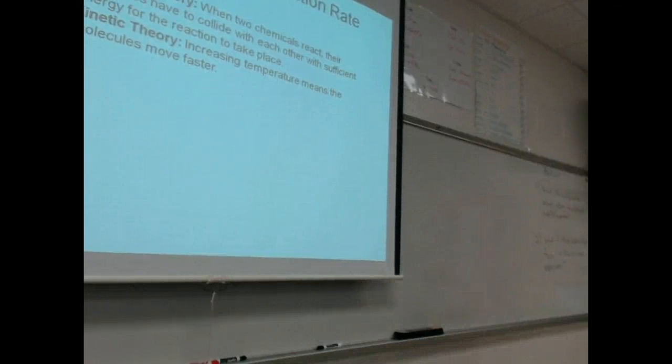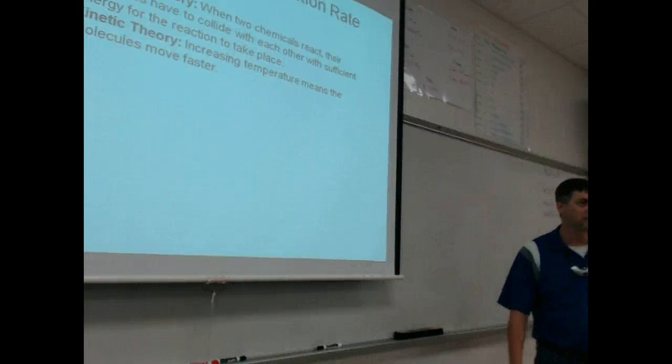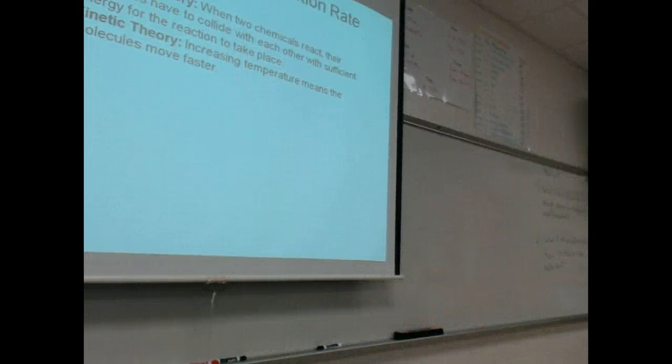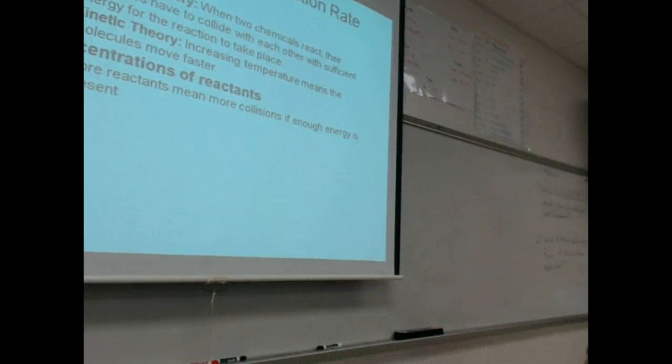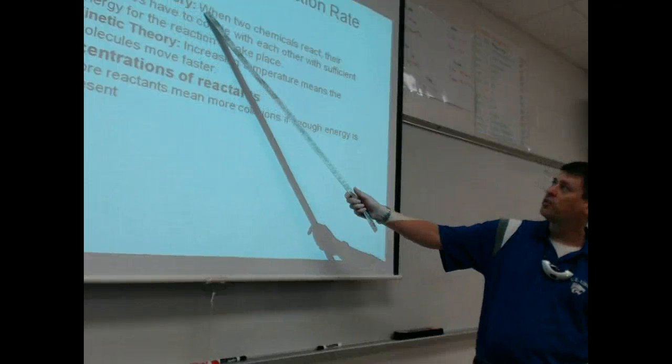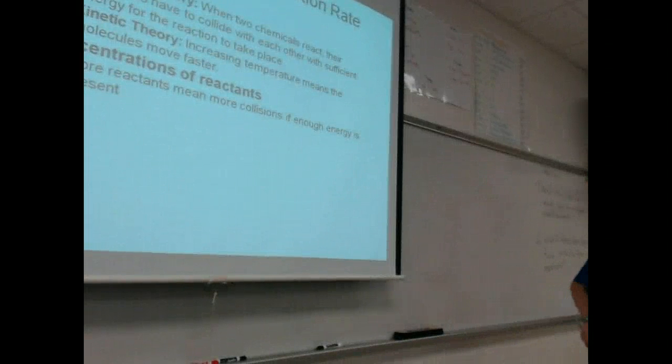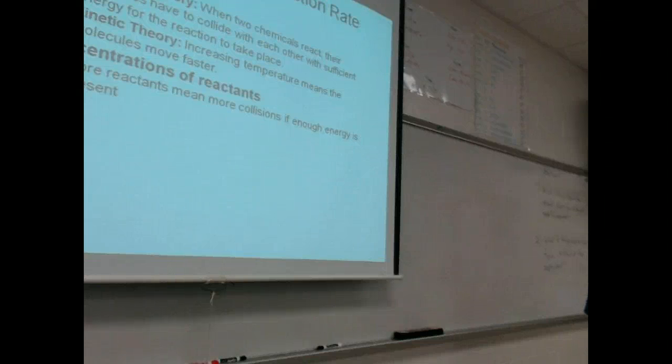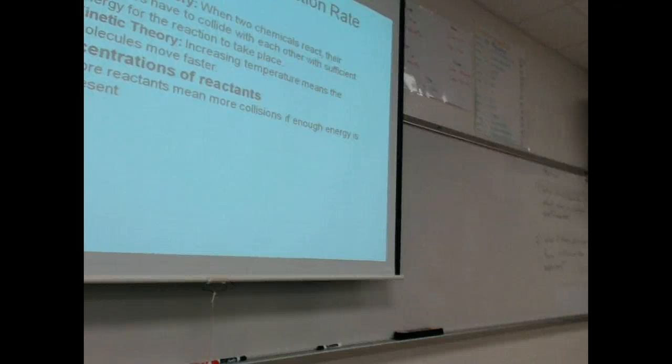Temperature changes the rate because of collision theory. We understand kinetic theory, right? All molecules are in motion. The collision theory: when two chemicals react, their molecules have to collide with each other with sufficient energy for the reaction to take place. And if they're a big molecule, they have to have the right orientation. They have to hit the right part of each other, with enough energy to cause the reaction to occur. It takes energy to break bonds apart and then they release energy when they form new ones.